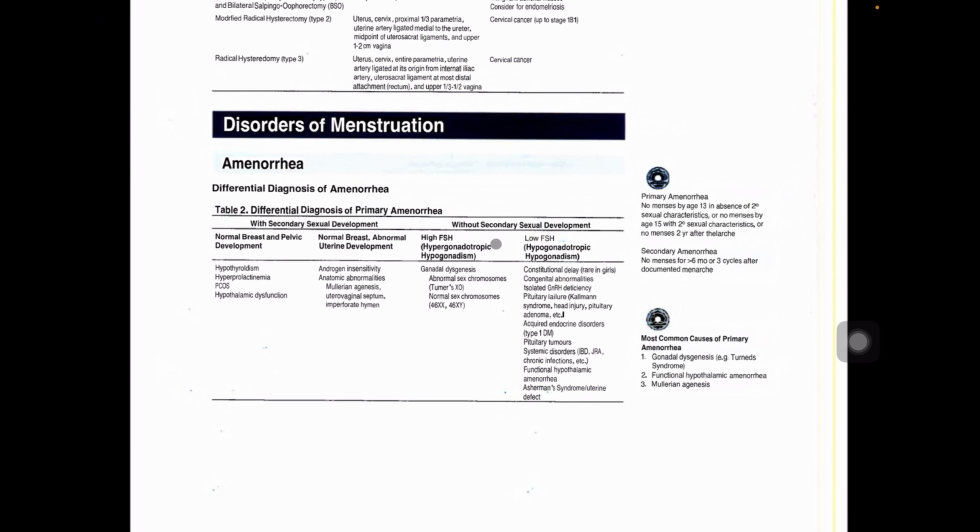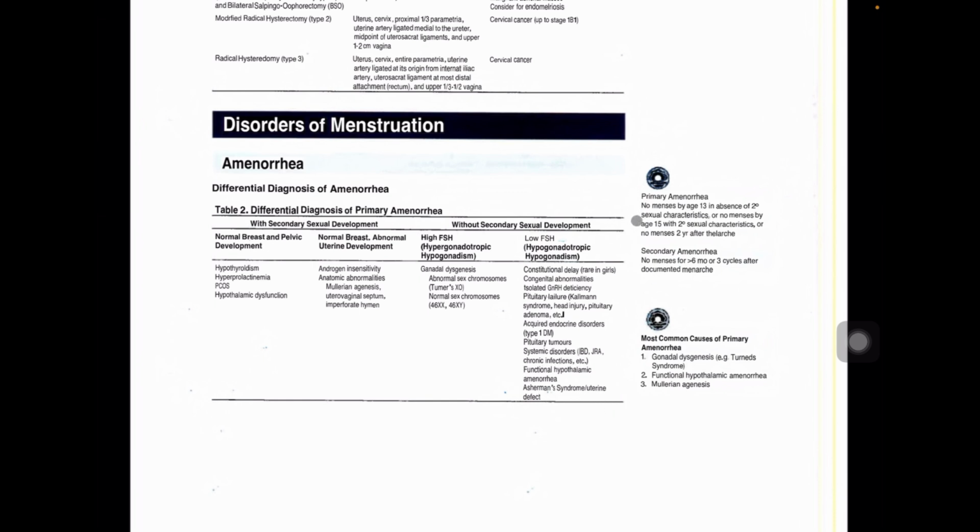And if it's without secondary sexual characteristics, that means there's a problem with FSH. Either FSH is low or FSH is high. If FSH is high, then it could be gonadal dysgenesis, abnormal sex chromosomes, Turner syndrome, and normal sex chromosomes like 46XX or 46XY. Or if it is low FSH, then it could be constitutional delay, pituitary Kallmann syndrome, everything mostly related to pituitary tumor, pituitary failure, acquired endocrine disorders, autoimmune disorder, Asherman syndrome.